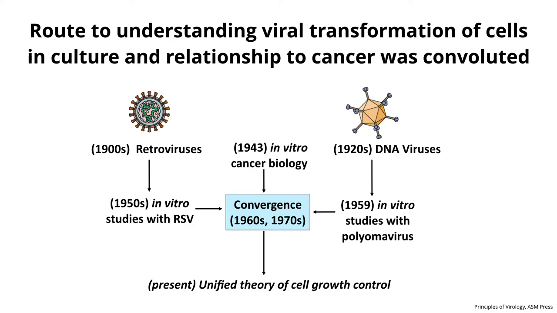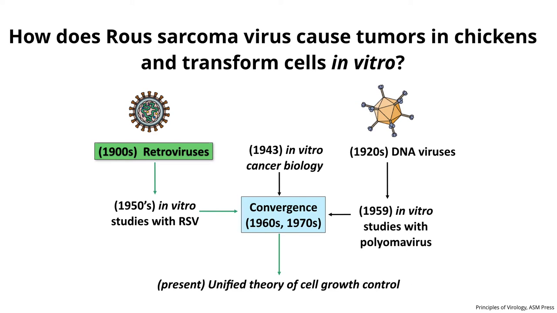If there weren't viruses in this story, I think we'd still be trying to figure out what controls the growth of cells. So we're going to start with retroviruses, the Rous sarcoma virus. We're going to talk about the in vitro studies. We're going to pick up where Howard Temin came in, and we're going to see what that leads to.